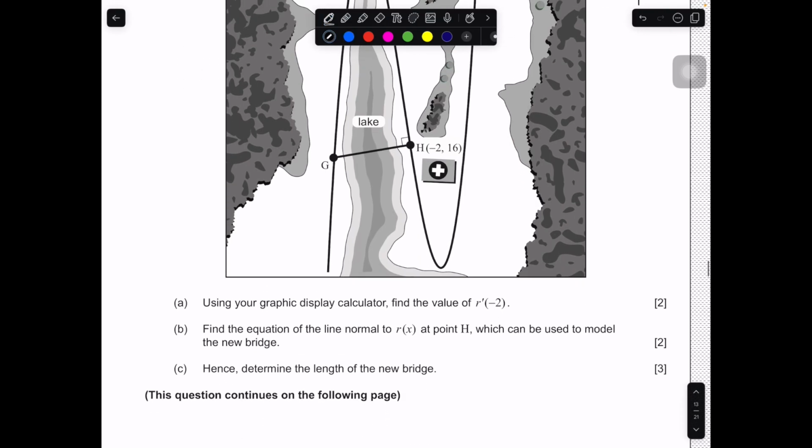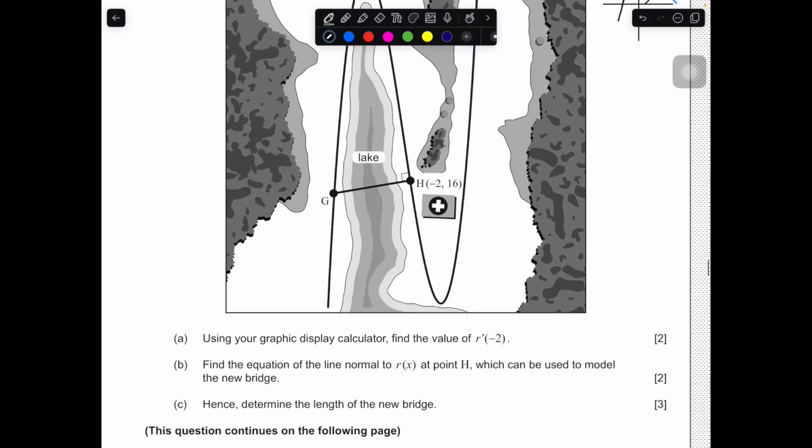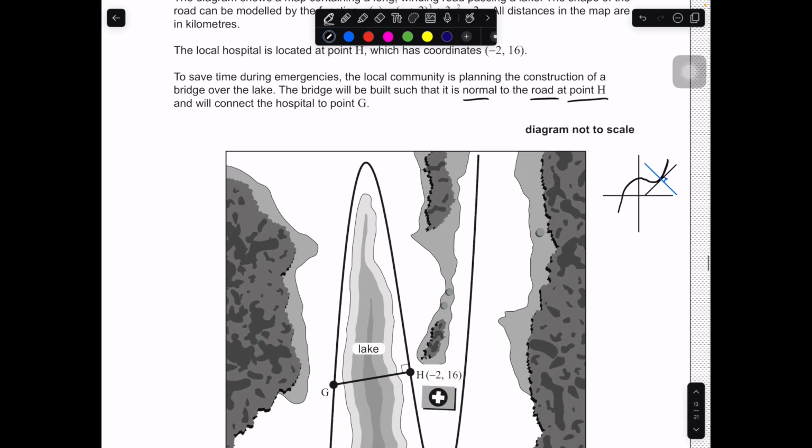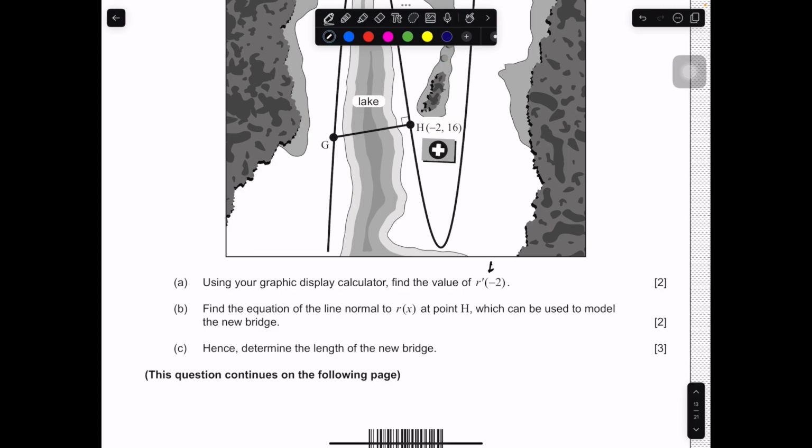So the first question is, using your graphic display calculator, find the value of r prime of -2. So they're saying, hey, you don't need to take the derivative and do this yourself. We don't need to see the derivative. Just find r prime of -2. That is to say, evaluate the derivative at the point -2. So let's go ahead and look at the calculator. We don't need to find r prime. We just need to find the derivative at the point -2.